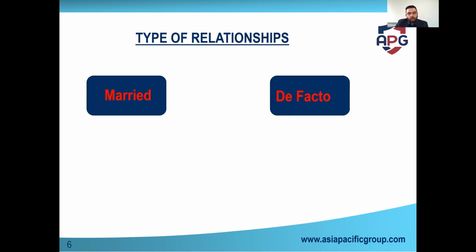Now, coming to relationships, just to keep it really simple, you're either married or you're in a de facto relationship. There's no third option available, unfortunately. So if you're in a married relationship, it's relatively straightforward. Even if you married just one day before, you can apply right after that. So the value of a marriage certificate is quite high in the eyes of immigration. That's what you notice.